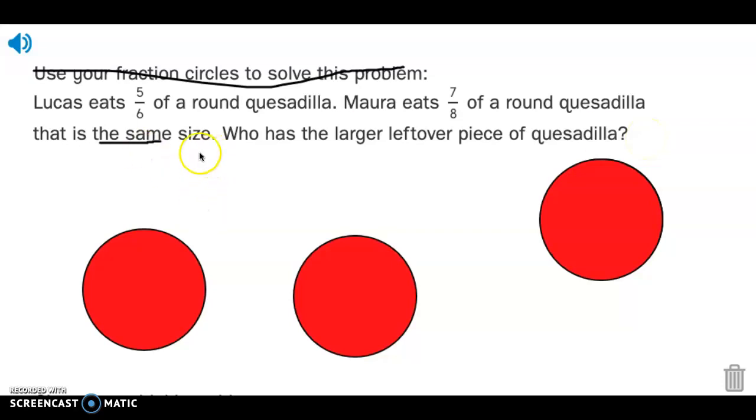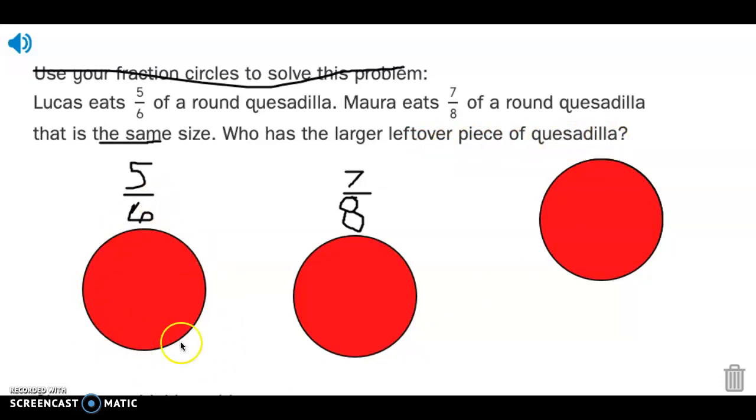Great question. So we know our whole is a round quesadilla. So this is a whole for Lucas and this is a whole for Mora. Right now, I want you to draw your circle and write 5/6 over this whole and write 7/8 over this whole. Okay, let's read what we want to find out now.